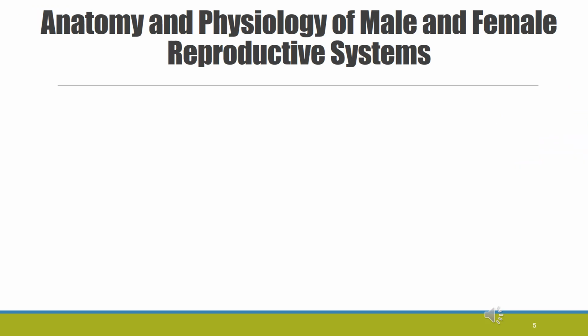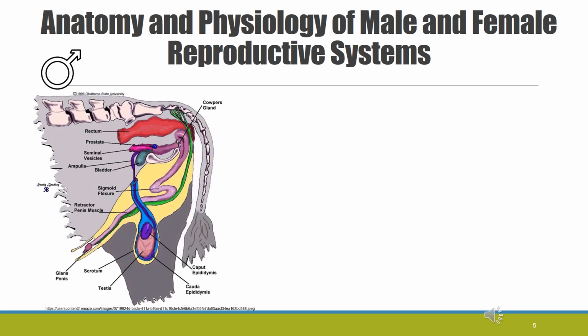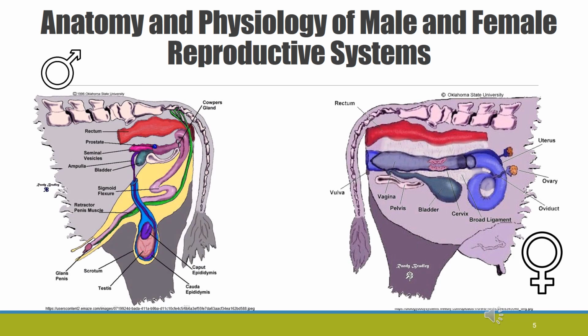In the first topic, a student will learn about anatomy and physiology of male and female reproductive system. At the end of this lecture, a student should be able to understand about the structure and also the function of reproductive organs in both male and female animals.